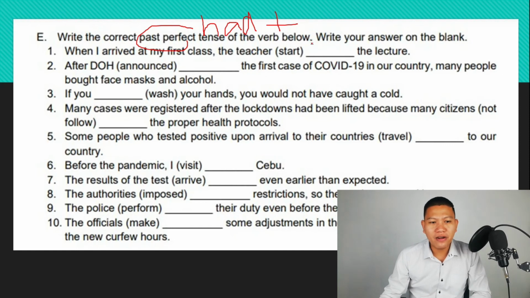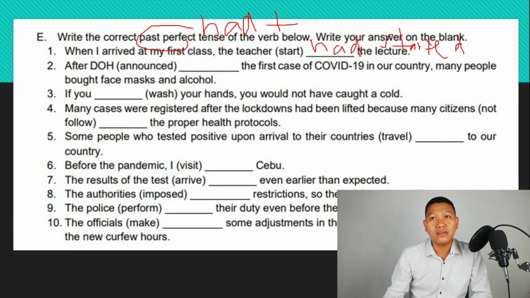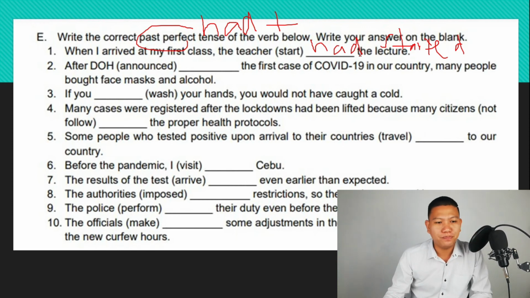Okay. When I arrived at my first class, the teacher had started the lecture. So here we have had and then started. So we have two past actions, starting the lecture and arriving at class. Which happened first? Before I arrived already, it's an action in the past. I arrived already, but when I arrived, the teacher had already started the lecture. So he was already teaching when I arrived. Two past actions, one was completed first before the other one.